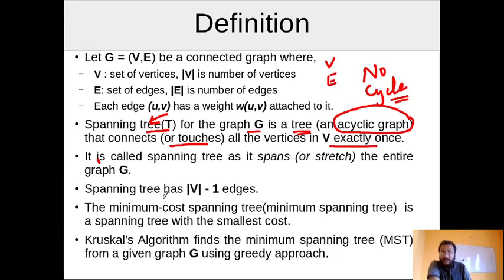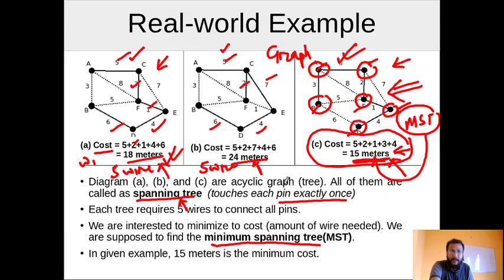Now, if you have V number of vertices, or n number of vertices, we will have exactly V minus 1, or n minus 1, edges in a spanning tree. Like in this example, there are exactly 5 edges in a spanning tree because the number of vertices was 6.